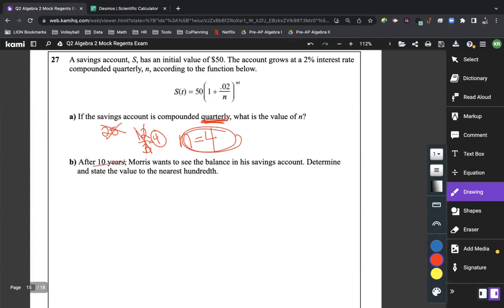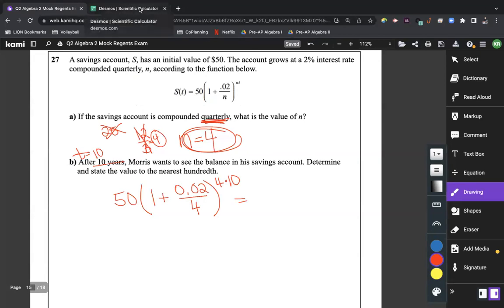So after 10 years, so that means now my time is equal to 10. Morris wants to see the balance in his savings account. Determine and state the value to the nearest hundredth. 50 times 1 plus. This was another homework assignment that a lot of y'all try to skate past. And it came back to bite you in the butt. n equals 4. Boom, that goes at the bottom. Here at the exponent, I got 4 times 10, which is 40. So I'm going to go ahead and plug that in.